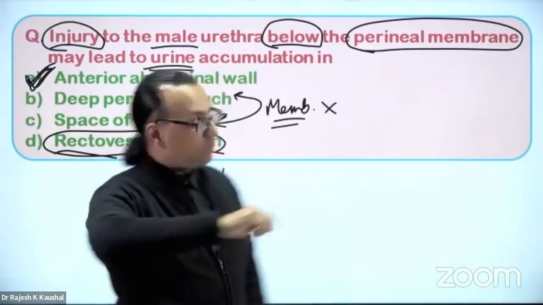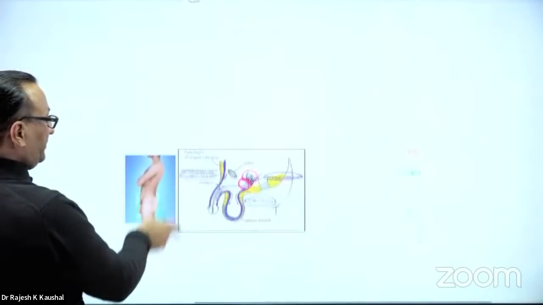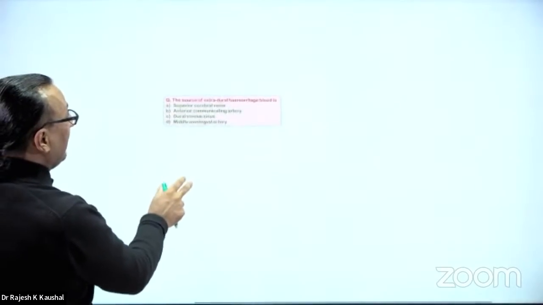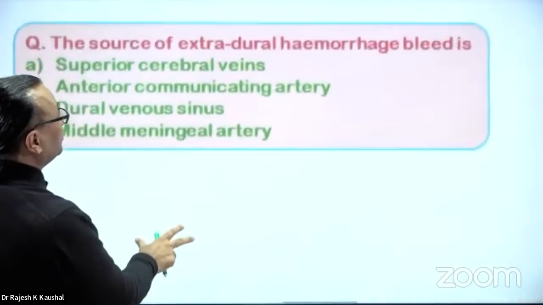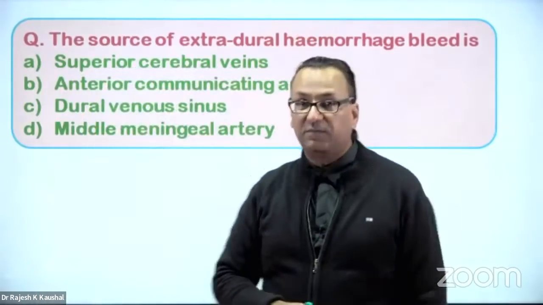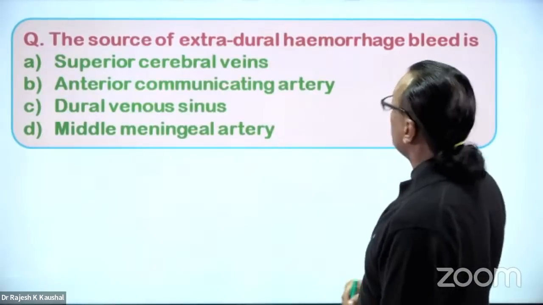Okay, let us move on to the next topic of discussion, which is again, quite frequently asked questions. It is about the source of extradural bleed. Where is this bleed coming from, if there is an extradural hematoma?